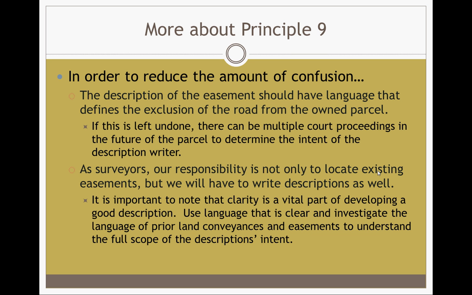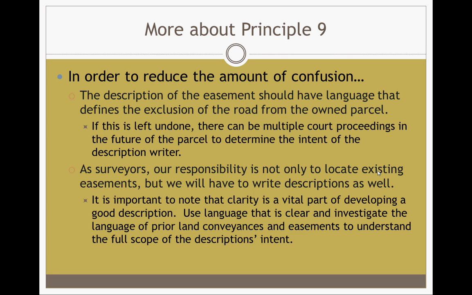Once again, wording. As surveyors, our responsibility is not only to locate existing easements, but we'll have to write descriptions as well. There will be a case where you need to write a description, and it's really important to note that clarity is a vital part of developing a good description of an easement and a description of any piece of property for that matter. Use language that's clear and investigate the language of prior land conveyances and easements to understand the full scope of the description's intent.